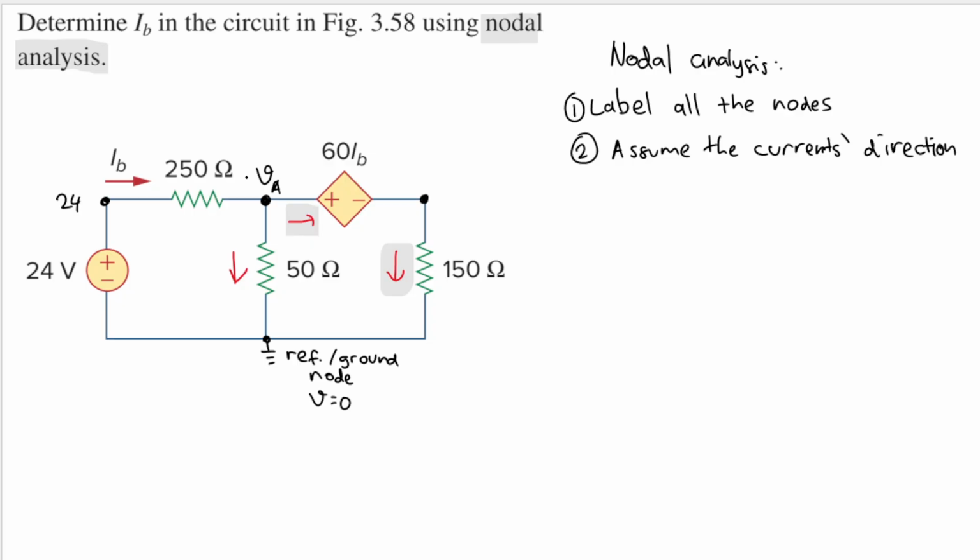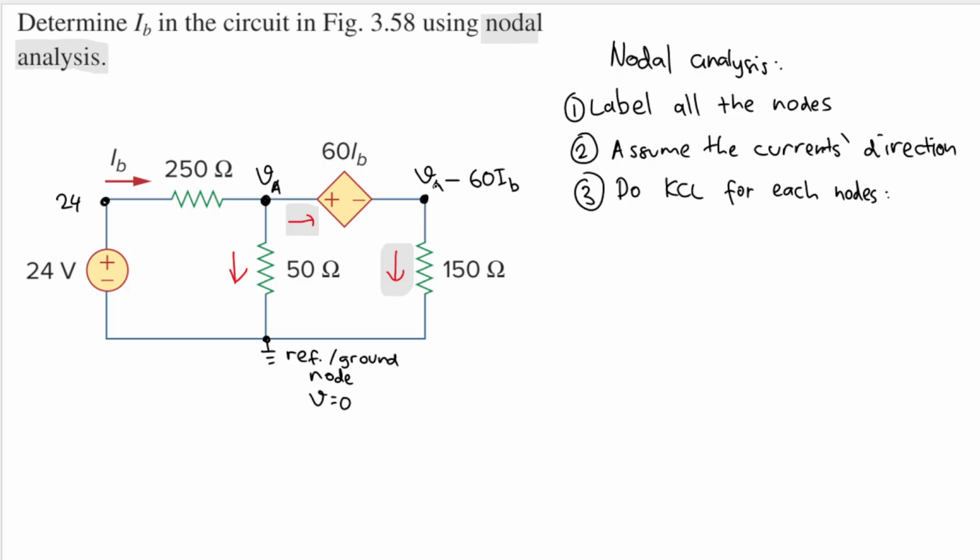So here we will have VA minus this value. Why? Because the difference between the positive terminal and the negative terminal is the magnitude of the voltage source. So I will have VA minus 60 IB on this node. Good, and I think we are all set to do the third step, which is the most crucial step: to do KCL for each node.